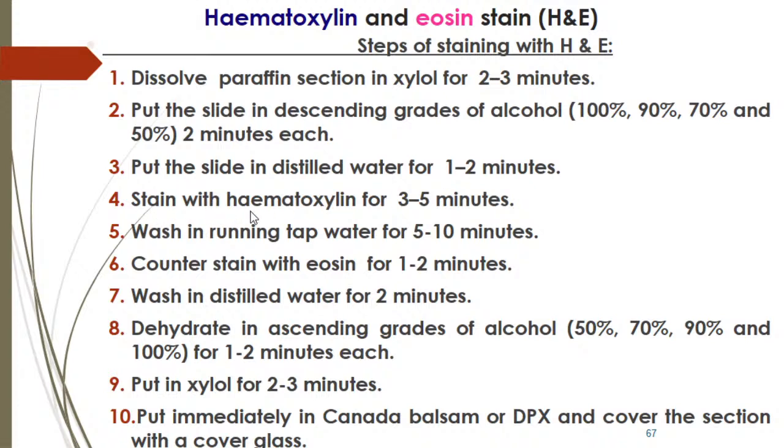Stain with hematoxylin for 3-5 minutes. Wash in running tap water for 5-10 minutes. Counterstain with eosin for 1-2 minutes. Wash in distilled water for 2 minutes. Dehydrate in ascending grades of alcohol. Again, the opposite, right? 50, 70, 90 and 100, for 1-2 minutes each. Put in xylol for 2-3 minutes.